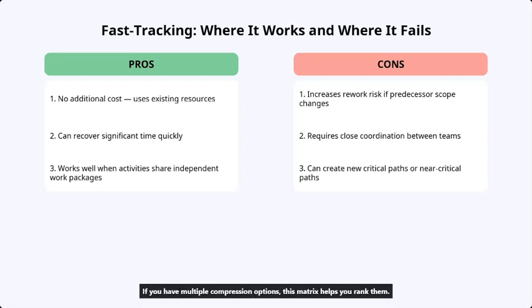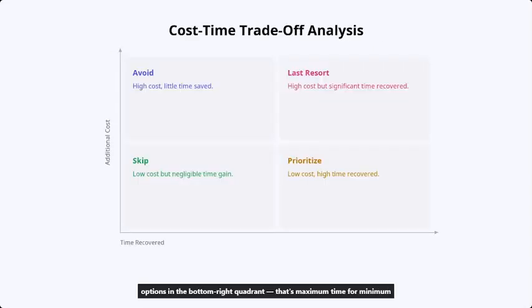If you have multiple compression options, this matrix helps you rank them. Plot each option based on time recovered versus added cost. Always start with options in the bottom right quadrant. That's maximum time for minimum cost. Top right is your last resort, only after you've used up cheaper ones. In the top left quadrant, almost never worth it.